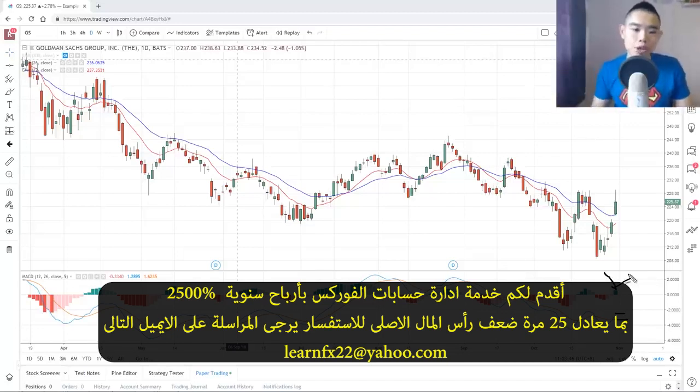Simple. And one thing to share with you is that the histogram measures momentum in the market. You can see that as the space between the MACD line and the signal line gets wider, the histogram starts to slope up. When the space between the MACD line and the signal line starts to tighten, the histogram starts to slope down. Notice the space getting tighter and tighter between the two lines. So that's pretty much all there is to the MACD indicator.